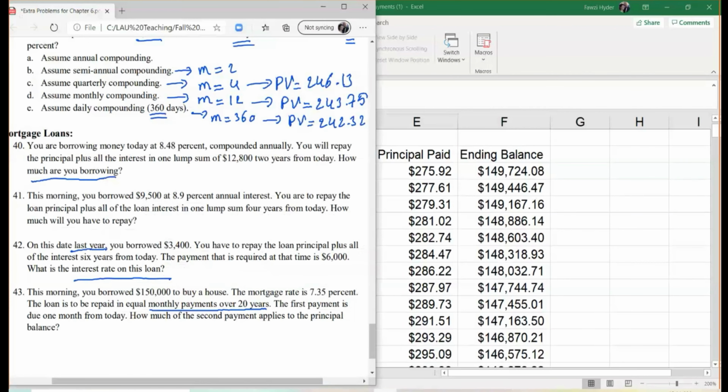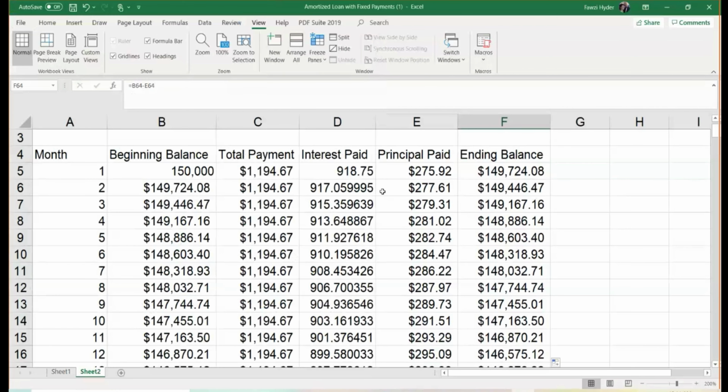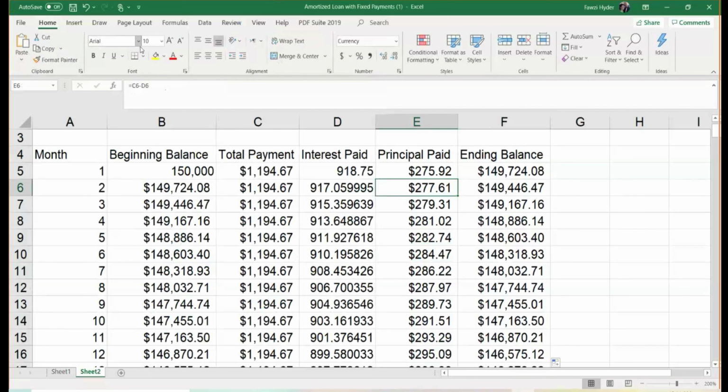Now, if I go back to the given of the problem, the question was to determine how much of the second payment applies to the principal balance. So the answer is mainly 277.61. So this is the answer.